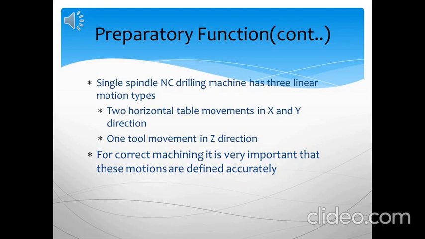Single spindle NC drilling machine has three linear motion types: two horizontal table movements in X and Y direction, one tool movement in Z direction. For correct machining, it is very important that these motions are defined accurately.